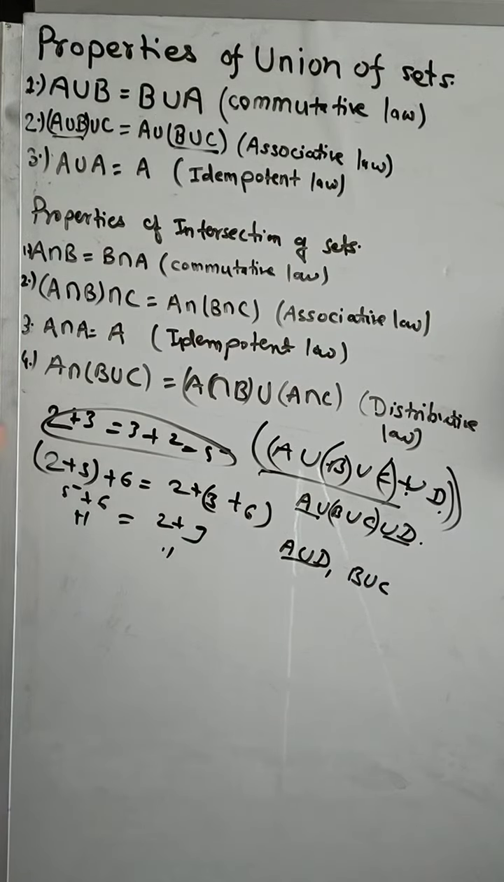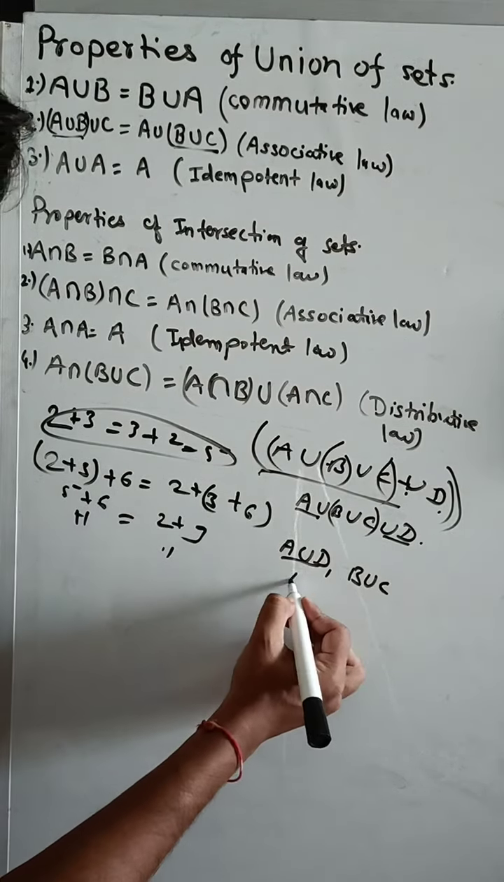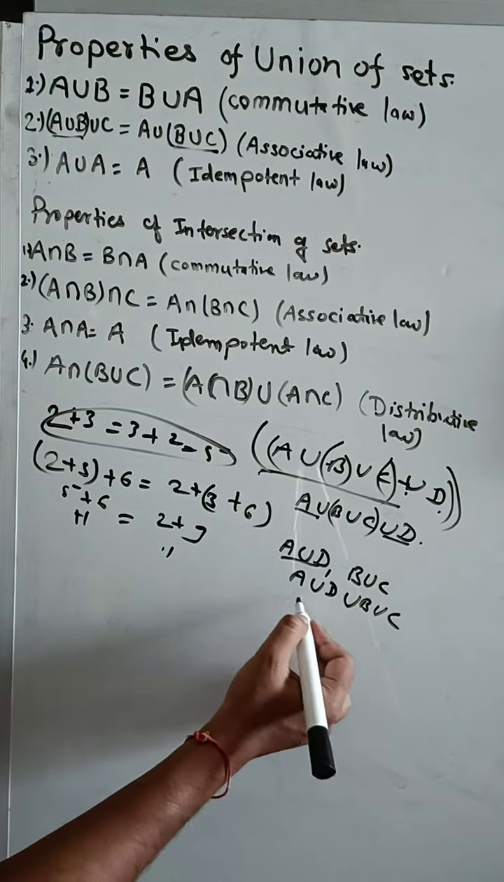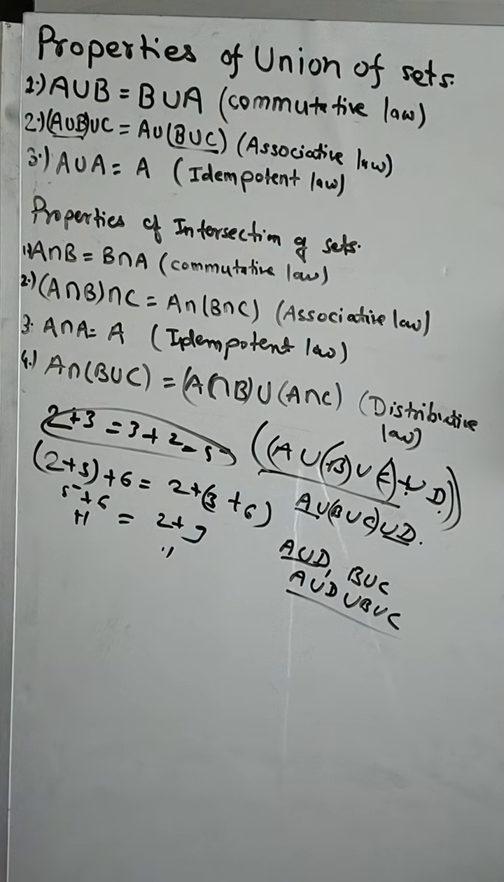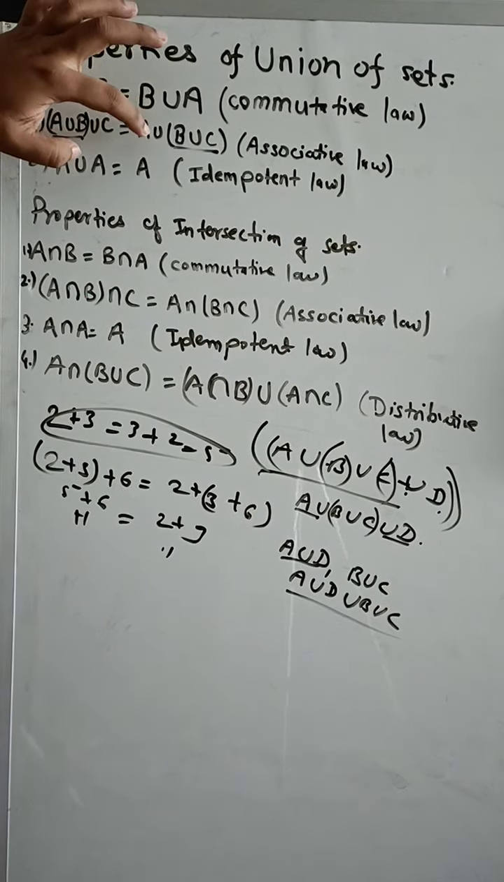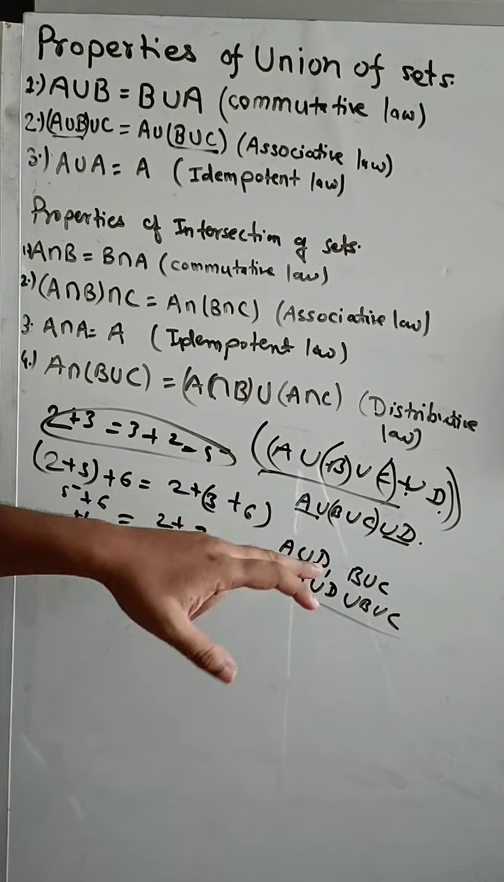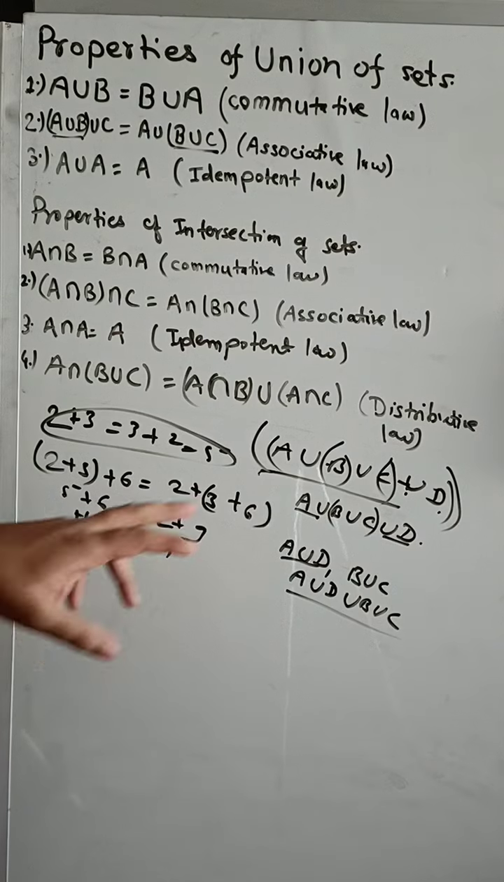When you use some of the properties, you get to know that yes, I can work this way also, that I will take A union D union B union C. That will also work the same way, because you know there is one commutative law which says A union B equals B union A. Then there is one associative law which says A union B union C is equal to A union of B union C. So you know these properties, and whenever these tricky questions come along, you can solve them.